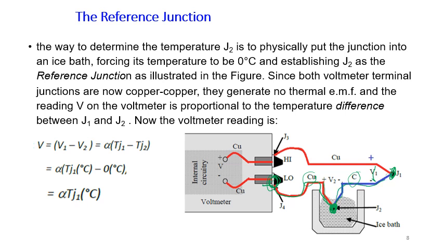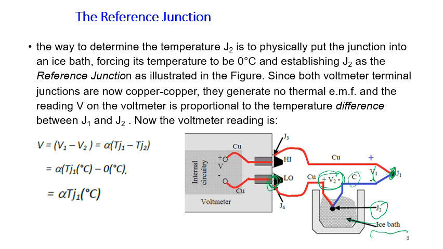So what about V2? Because once there is a junction, there is V2. V2 is a certain value, but I will force it to be 0. How to force the voltage here to be 0? We are going to put the junction J2 in an ice bath. If I put it in an ice bath, that's going to cause V2 to equal 0, because T will be 0, so the voltage will be 0.